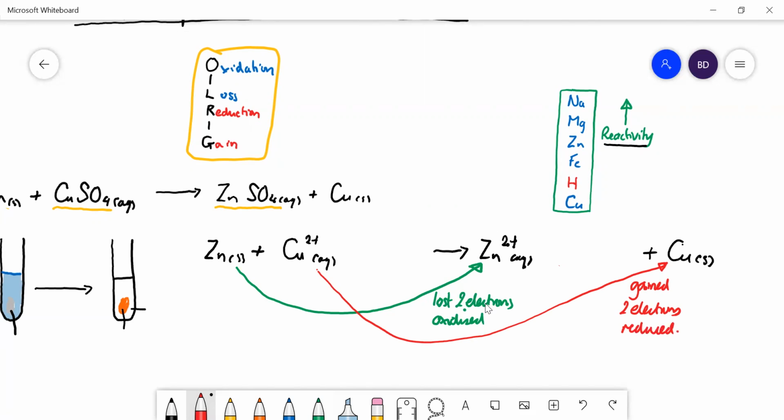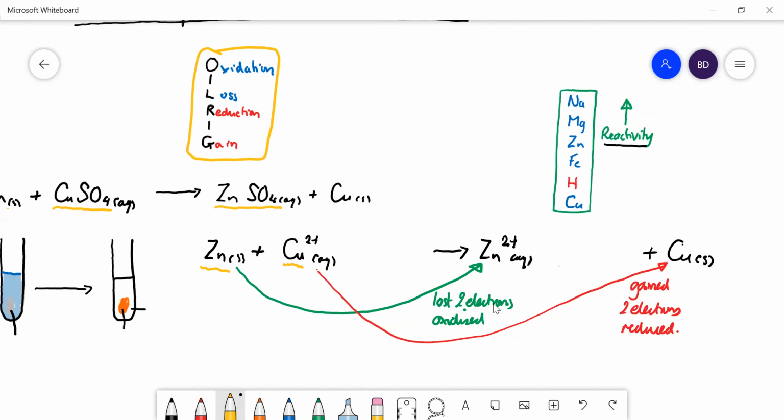Let's have a little think about it more. We know zinc is more reactive, so it really doesn't want to keep its electrons. It wants to become a zinc ion, so it loses electrons, whereas copper is not that reactive, so Cu2+ doesn't mind accepting electrons and turning back into the element, into copper atoms.